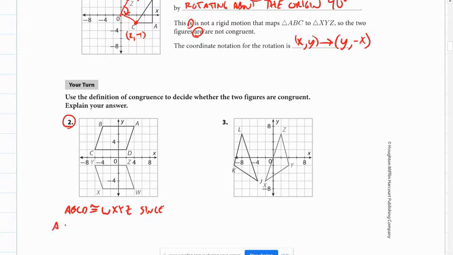since a reflection maps ABCD to WXYZ. And the transformation is (x, y) gets sent to (x, -y). The x values stay the same, but the y values are opposite in sign.